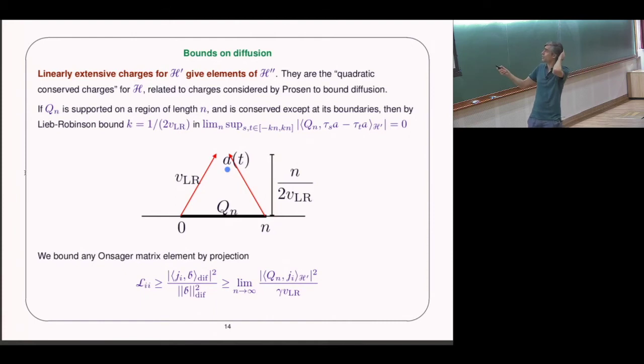Now this is interesting because suppose I have some charge which I see as being supported on some region in space, and I want this to be a nice linearly extensive charge for H prime. Then there's a certain condition on the supremum of this time translation that I have to satisfy.